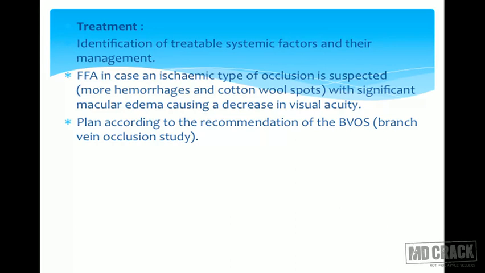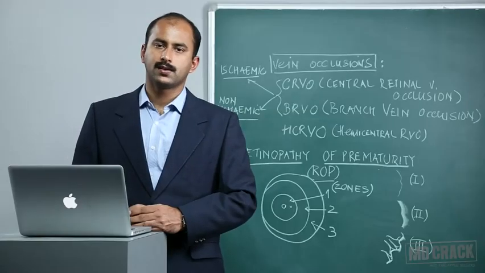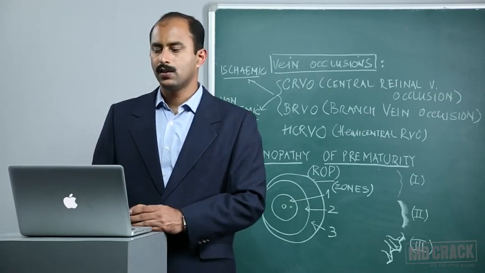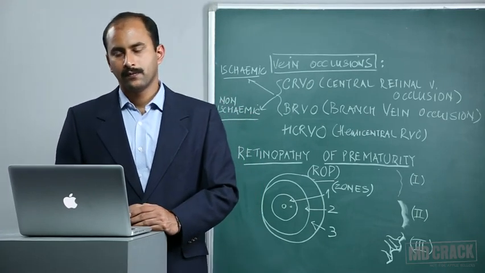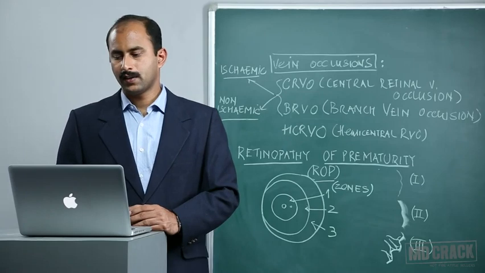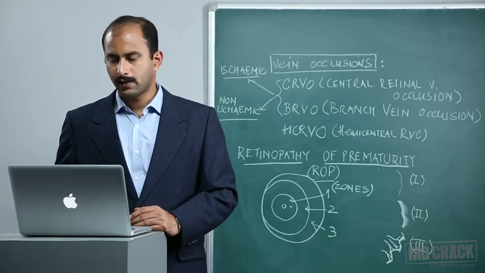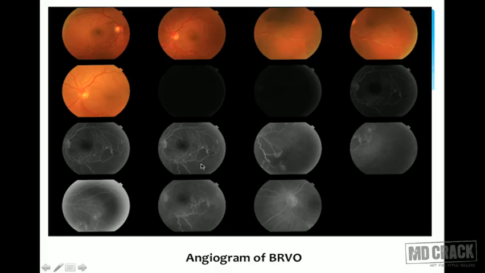The plan of therapy is according to the recommendations of the Branch Vein Occlusion Study, which give us the stage at which we initiate treatment for the macular edema with the use of laser, and this is a randomized control study which has been multicentric. Now, this is a clinical fundus photograph showing the fundus photos in the first few slides and an angiogram in the last few slides. In the first few slides on the left hand side, we can make out that there is an abnormal zone of arteriovenous crossing leading to a distal white fibrotic band.